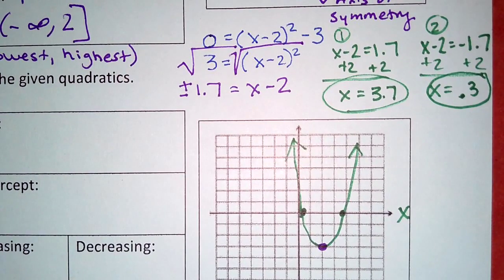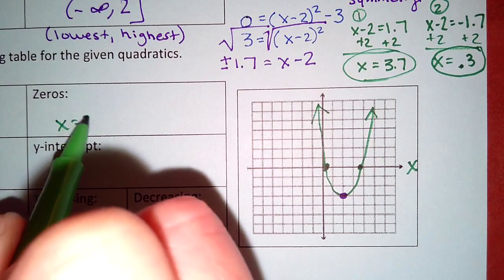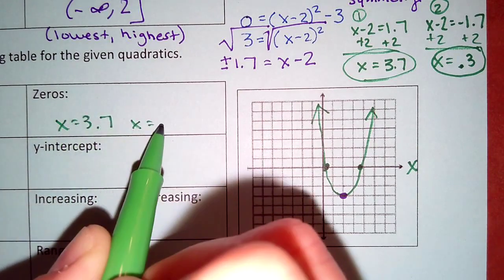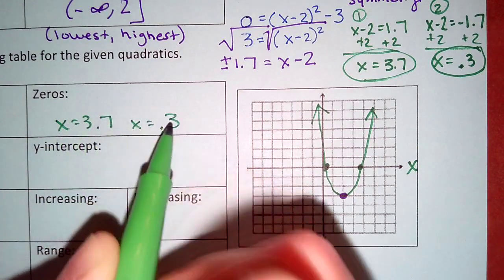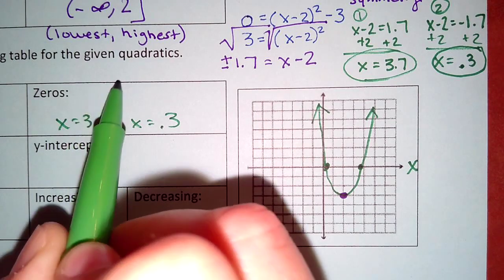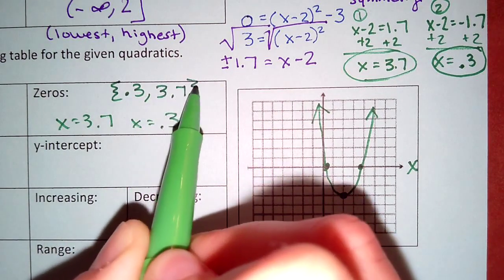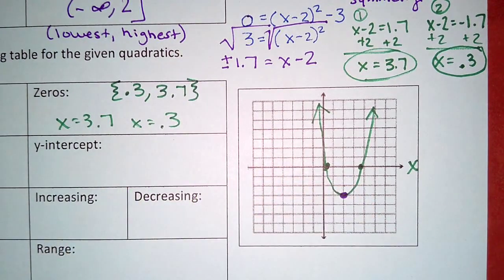Now, what did we just find? Zeros. Good. So my zeros, I'm going to write x equals 3.7 and x equals 0.3. Or you can do the squigglies for sure. So squiggly bracket, 0.3, comma, 3.7, close your squigglies. Or 0.3, comma, 0. So ordered pairs is fine, just like we did on number 1.